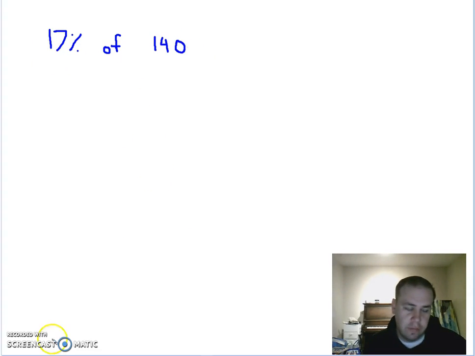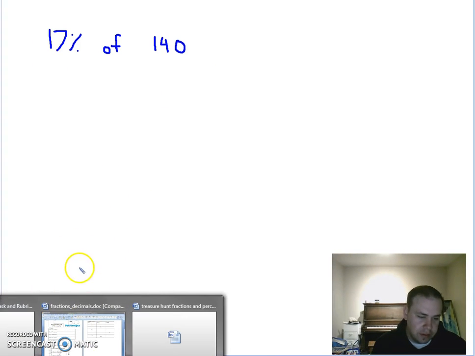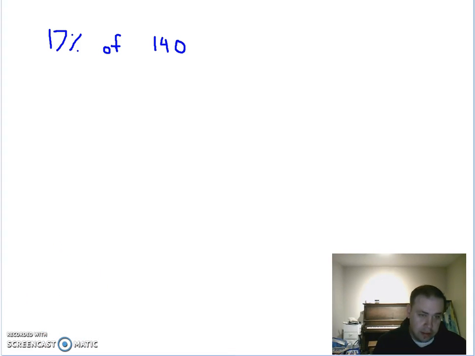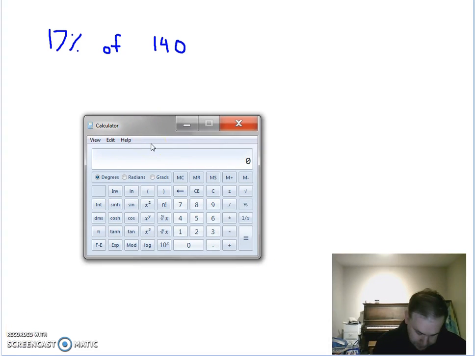17% of 140. Now, for some of these ones, they're a little bit trickier, but I will show you a quick way to do this. Find my calculator. There it is. So 17%. How do I write 17% as a decimal? Well, I can divide it by 100. So 0.17 times 140. 23.8. That's my end answer. All right.